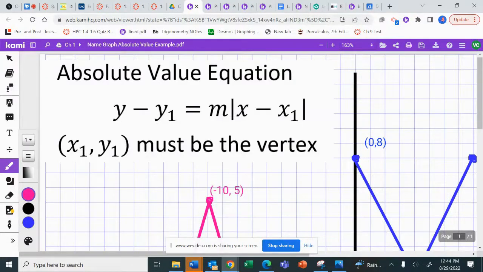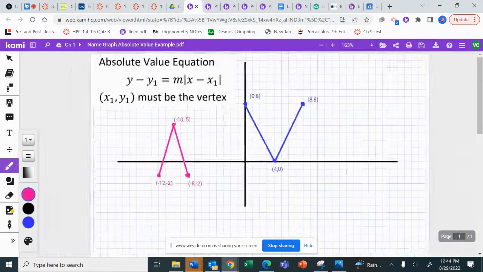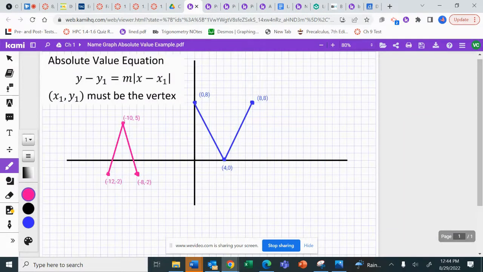Okay, so when you go to find the equation of the graph of your V-shape, you might have a V-shape that is pointing down, or you might have a V-shape that's pointing up. It either opens down or it opens up. I'm going to show you an example of each of these.